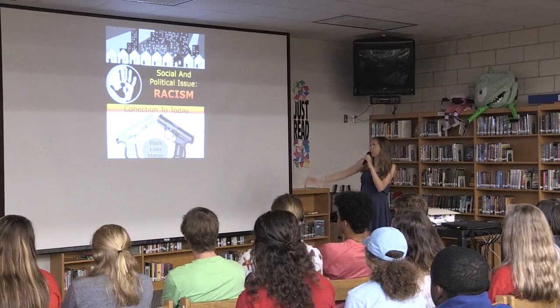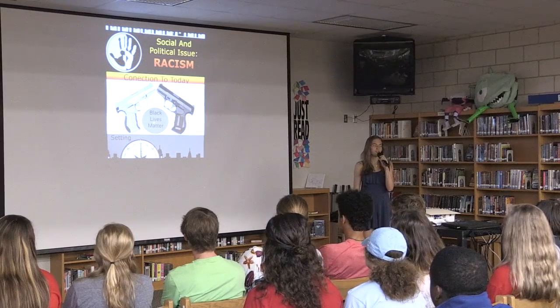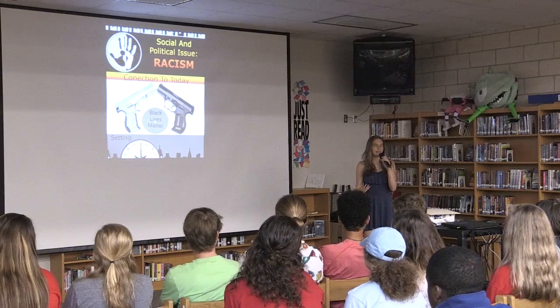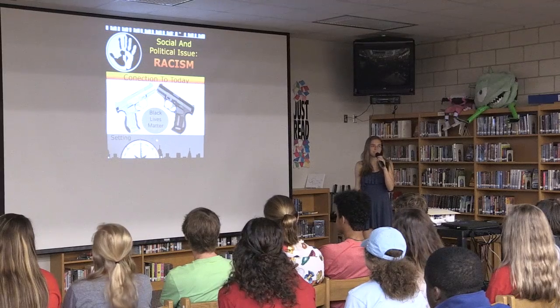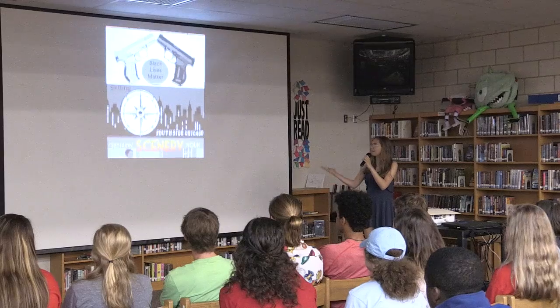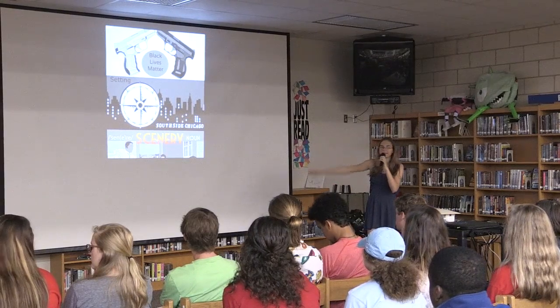And below that, I have my connections to today, and for that, I have 2 guns, because there's a lot of shootings going on where innocent black people get shot, or there's cases where they get convicted. And so it's Black Lives Matter, because that's also racism in this book. Below that, I have my setting, and it's taken in Southside Chicago. So I have a compass showing the South Side, and I have the city behind it.